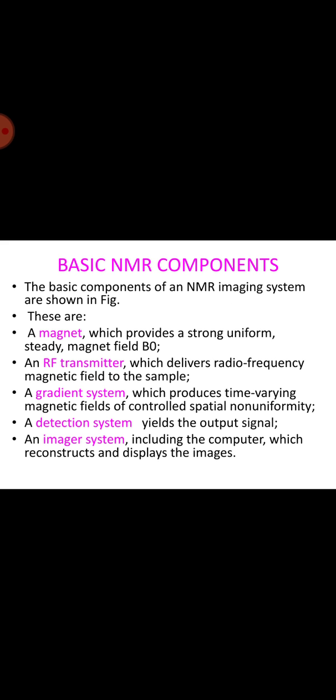Now let us see the basic NMR components. It consists of a magnet which provides a strong, uniform, steady magnetic field B naught, and an RF transmitter which delivers a radio frequency magnetic field to the sample. A gradient system produces time varying magnetic fields of controlled spatial non-uniformity, a detection system yields the output signal, and an imager system including the computer reconstructs and displays the images.